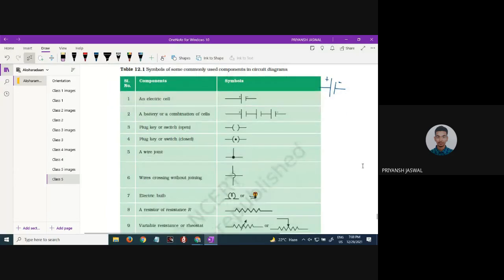And battery is basically the combination of cells. You can put any number of cells. This will also represent a battery, the combination of two cells. And the positive terminal will be the terminal on the end of this whole system of the cells, negative on the other side.